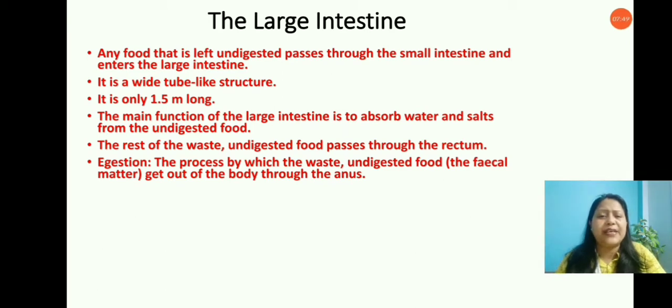The rest of the waste undigested food passes through the rectum. Now here the process of egestion occurs. Egestion means expelling the waste out of the body. It is the process by which the waste undigested food, the fecal matter, gets out of the body through the anus. So this is the last step of human digestion. The digestion starts in the mouth and ends in the anus.